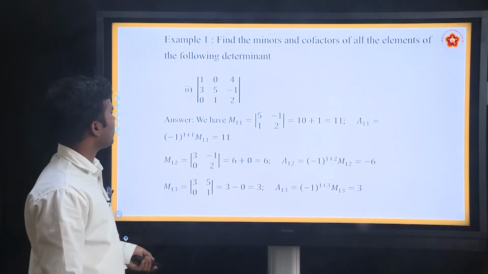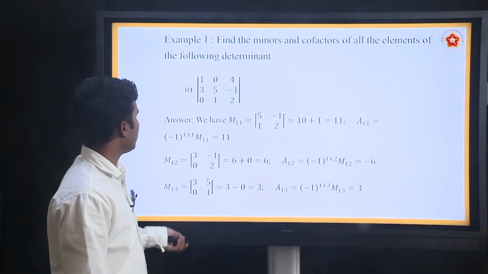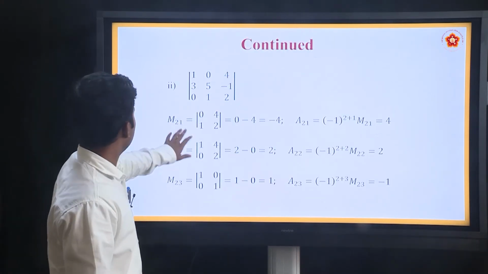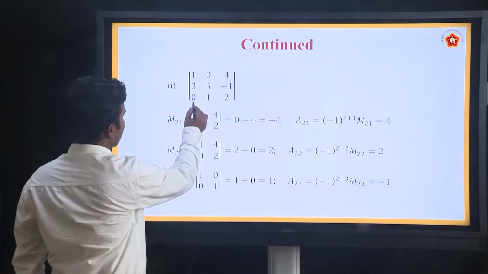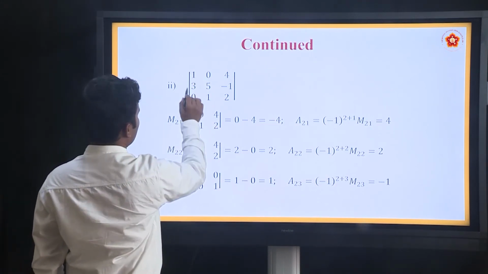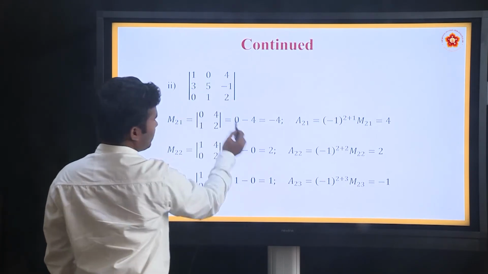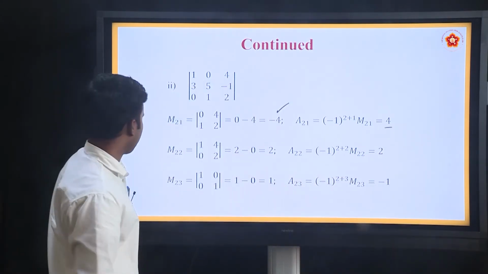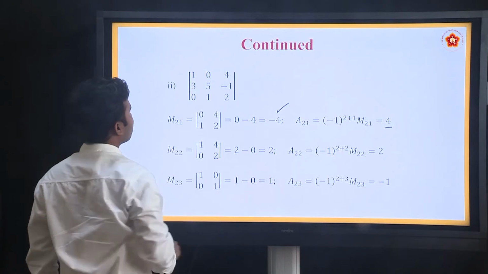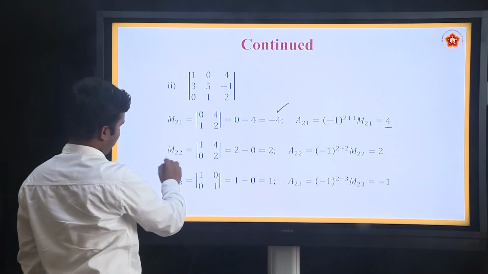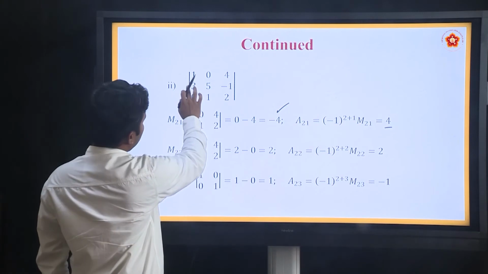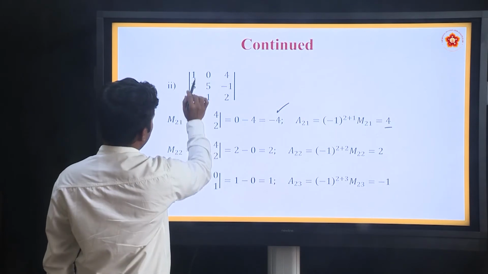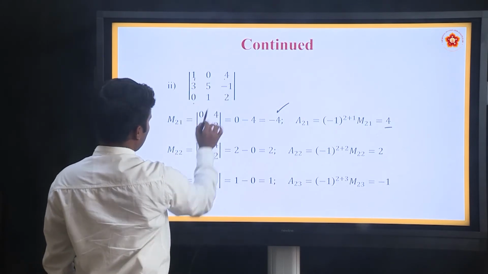So, let us find the minors and cofactors of a21, a22 and a23. See here, for a21, you just delete this column and this row. Just now we have discussed the minor is minus 4 and the cofactor is 4. Similarly, we can find the minor and cofactor of this particular element a22. You just delete the second row and second column and take the determinant of these elements, that is 1, 4, 0, 2.